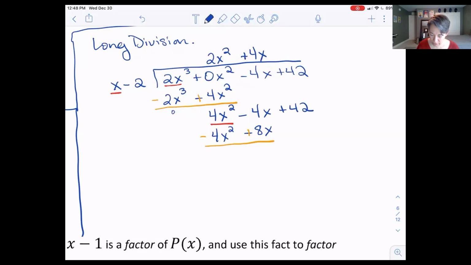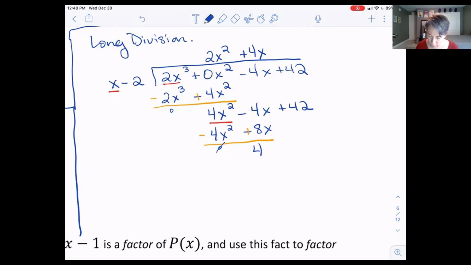So again, we get a 0. So those guys are gone. We're left with a 4x here, and we go ahead and bring down the plus 42. Once again, we look at our leading terms. I want that x to look exactly like a 4x, so we're missing a 4. We put that 4 here in the constant column and distribute.